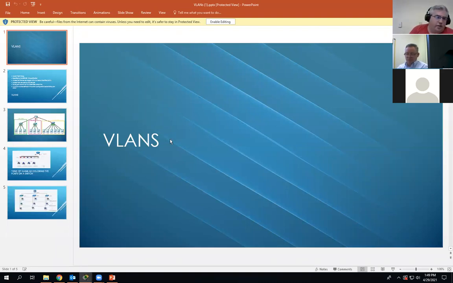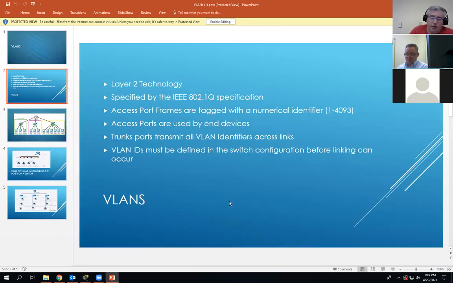All right, so VLANs. VLANs are a layer 2 technology. Remember, we have access ports and trunk ports. Access ports can be tagged with a numerical identifier, which would be the VLAN number, and those can be 1 through 4093. Any number you want to pick in there, it doesn't really matter, as long as you keep track of which ones are which. And then trunk ports will transmit all VLAN identifiers across their links. And again, this is a layer 2 technology.